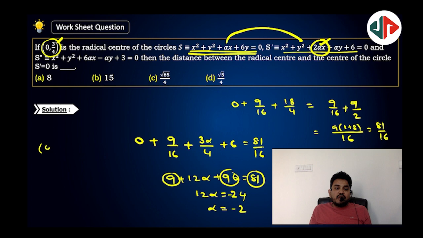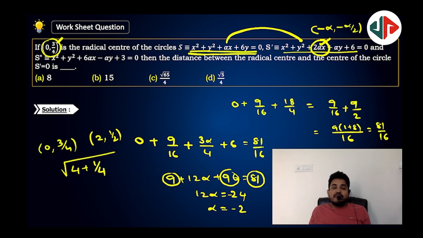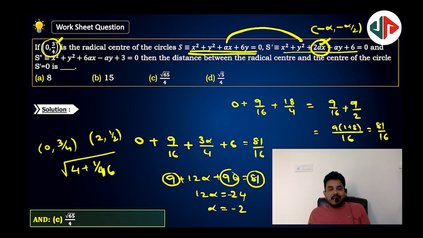So the point is (0, 3/4). The center of S dash is (minus alpha, minus alpha/2). So the point is (2, 1/2). So the distance will be 4 plus 1/4, because 3/4 minus 1/2 is 1/4, whole squared. So root over 65 by 4 is the answer.